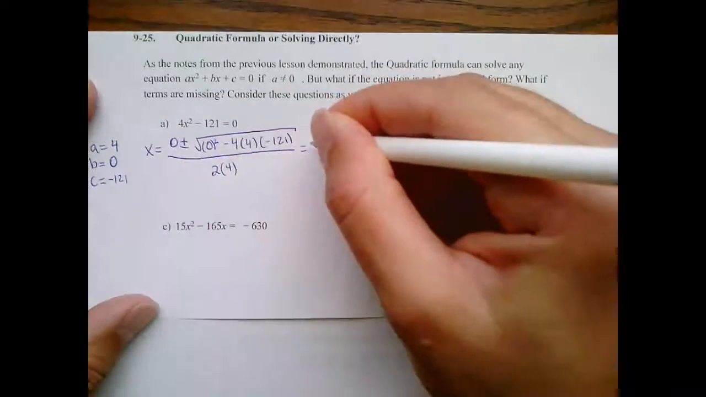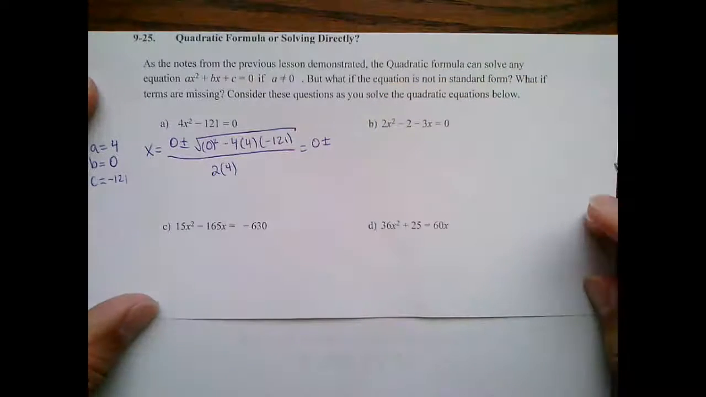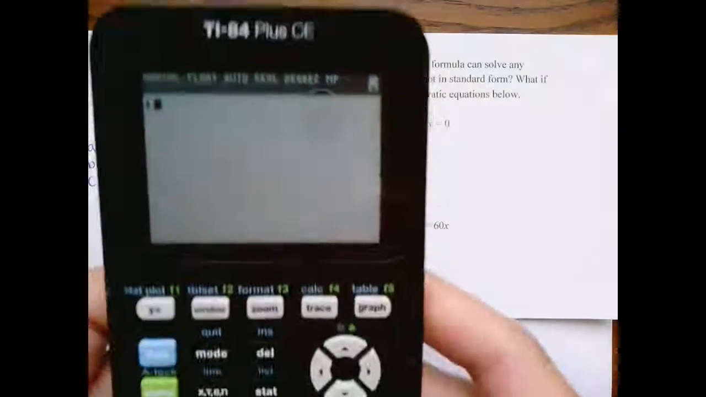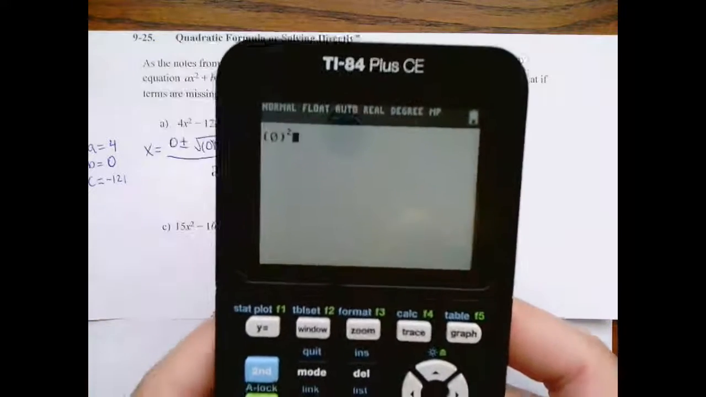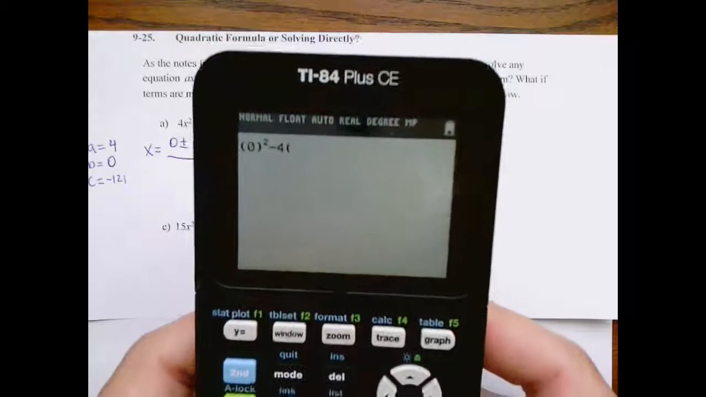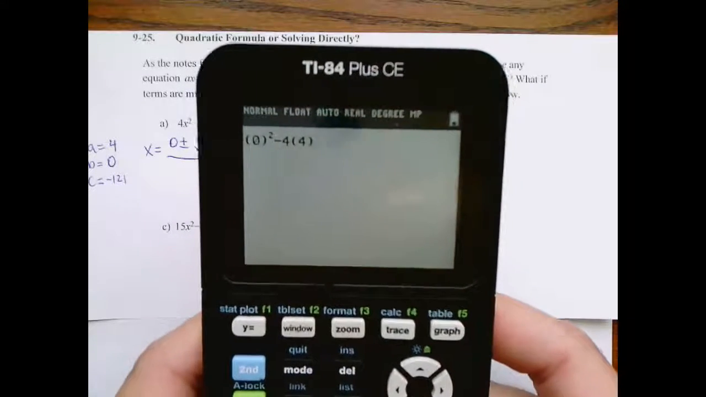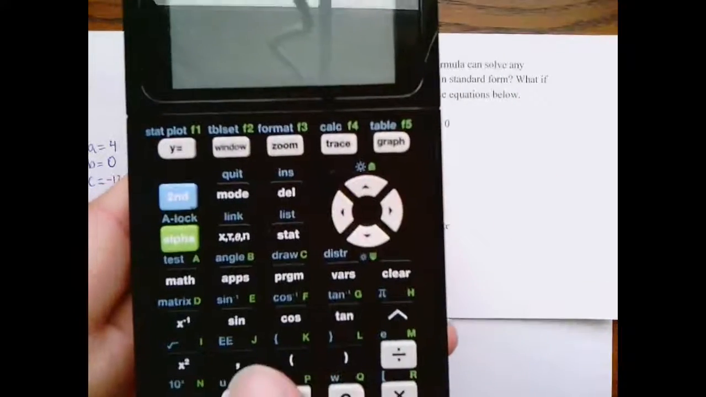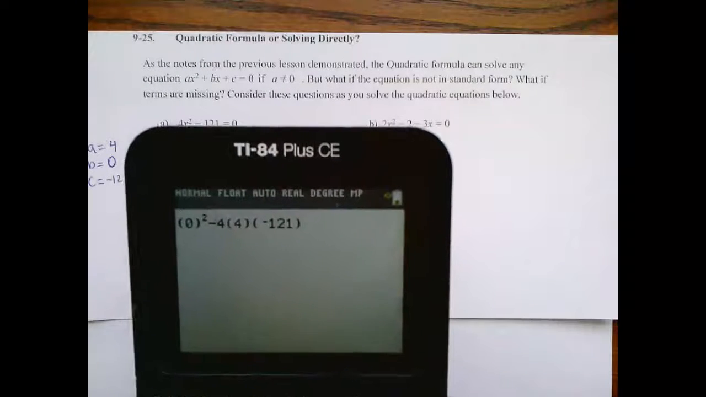So then what we have is 0 plus minus. Let's go find out what's underneath this square root. If you want, you can do it entirely with a calculator. Maybe that will save a little bit of time. So we'll go calculator. Let's go 0 squared minus 4 parentheses 4 parentheses negative 121. And again, if you're using a graphing calculator, the parentheses are right above the 8 and the 9. So that's the calculation underneath the square root.